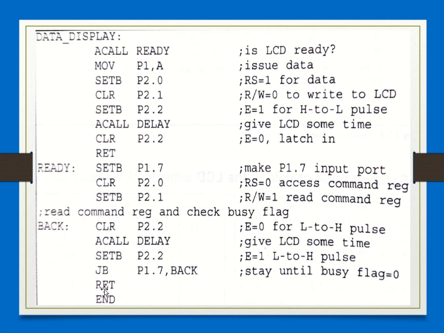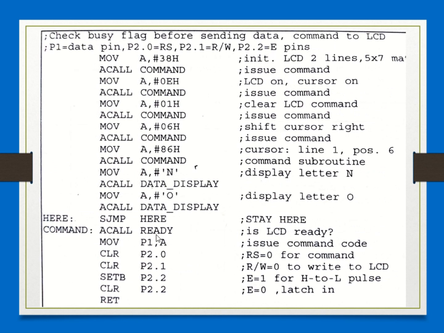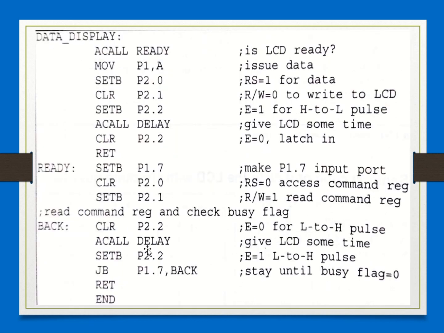Now return. Return means it will come back here. Once the P1.7 bit is 0, the LCD is free to accept new data. Then you will send the information that is in A to port 1. Then you repeat the same process. Clear RS, that is RS equal to 0, the command register. Then you make R/W equal to 0 for write operation. Then you send a high to low pulse to take that information. So same thing.